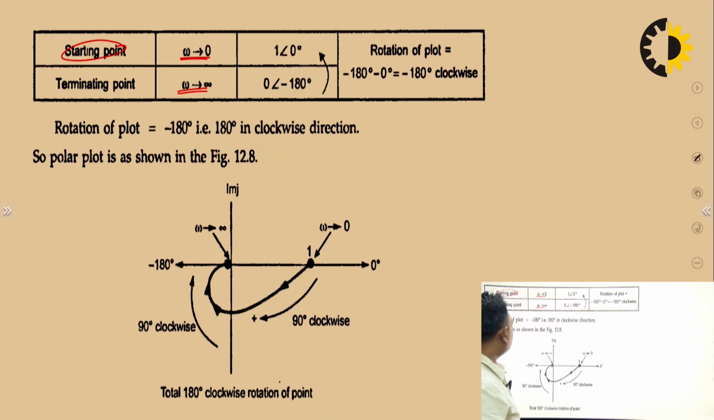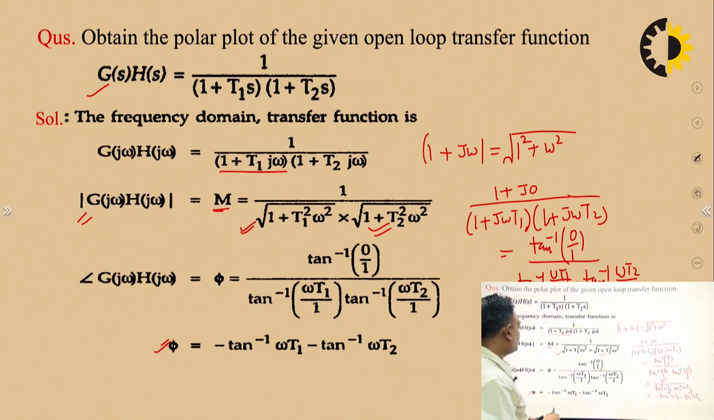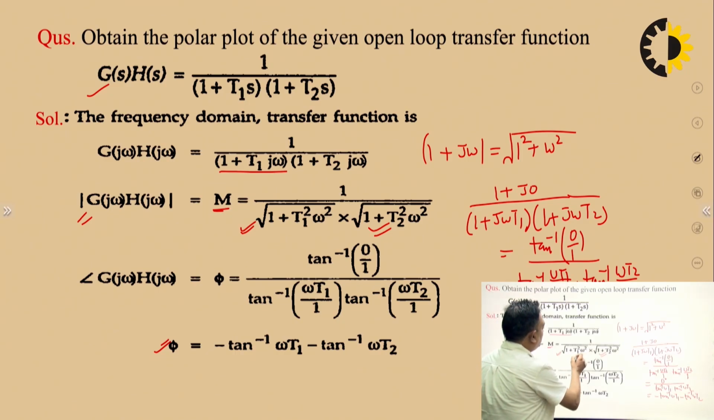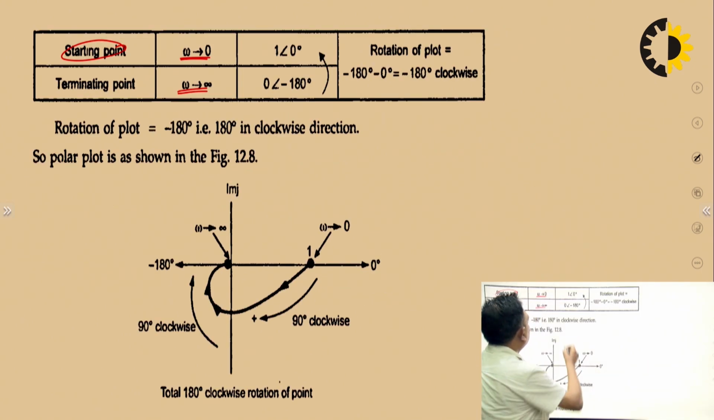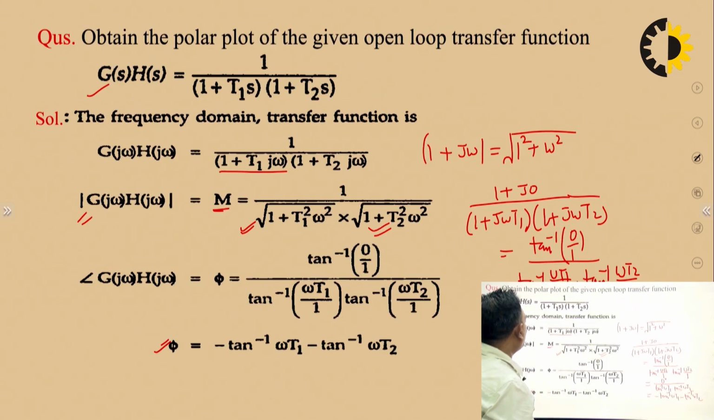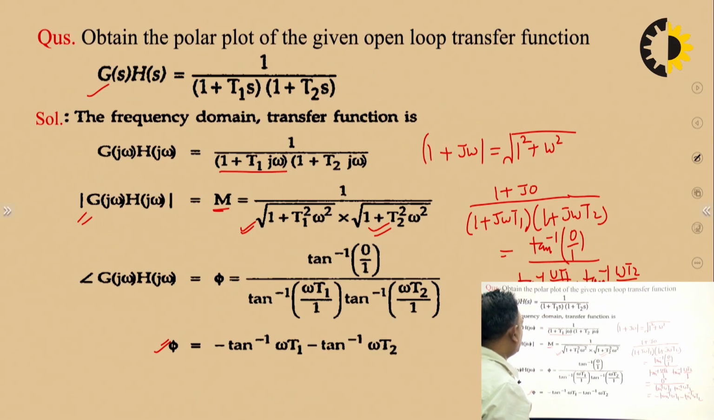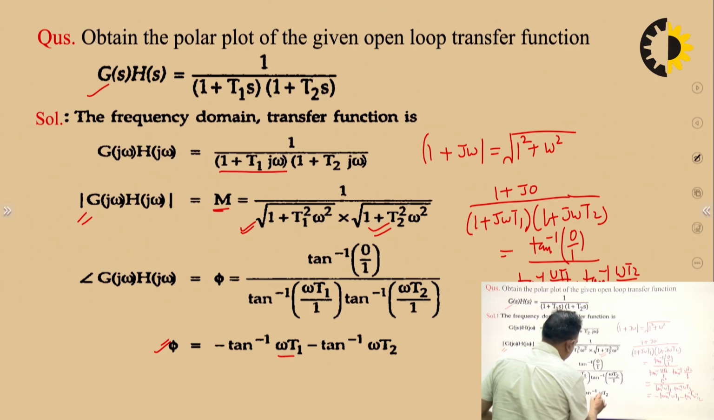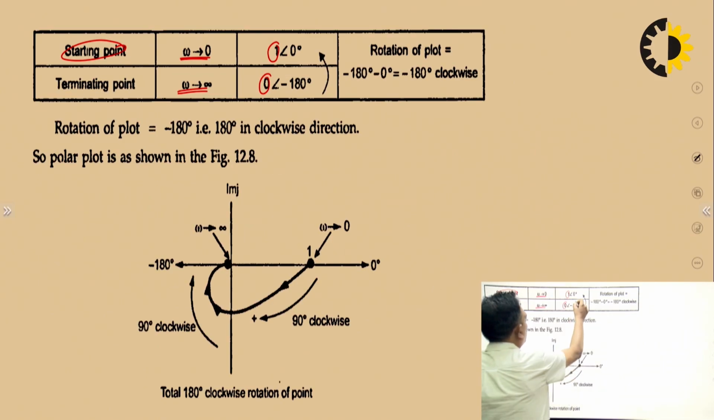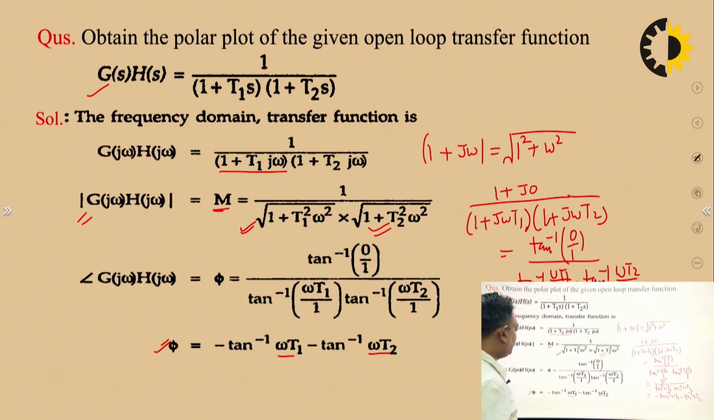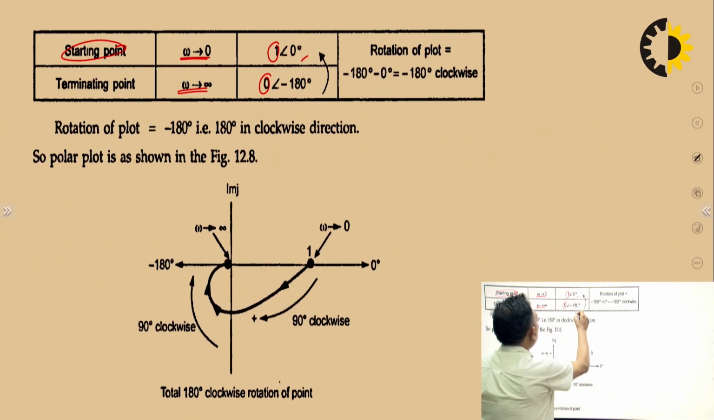When ω equals 0, when you put ω equals 0 here, it comes out to be 1. So you can see the magnitude is 1. When ω tends to infinity, this will become 1 by infinity, which means the magnitude is 0. Now we will check the angle according to this expression. When ω tends to 0, it is tan inverse 0 minus tan inverse 0, which means 0 degree. And when ω tends to infinity, it is minus tan inverse infinity minus tan inverse infinity. It means minus 90 and minus 90, which comes out to be minus 180 degree.